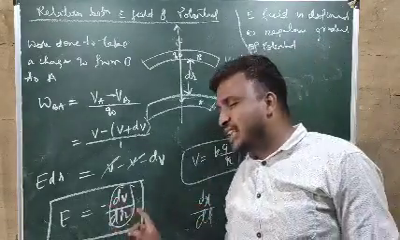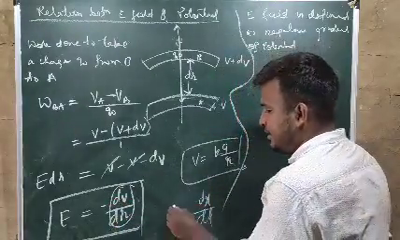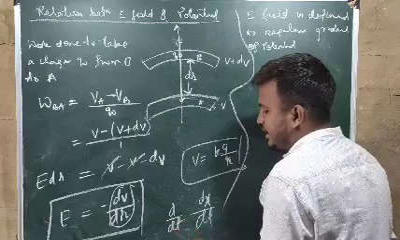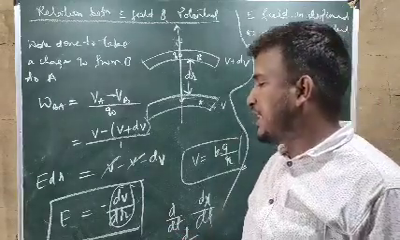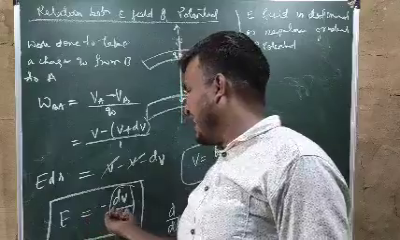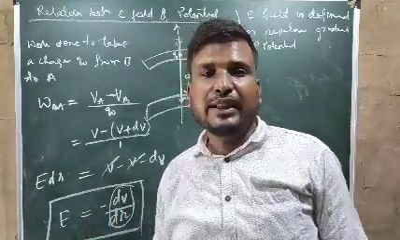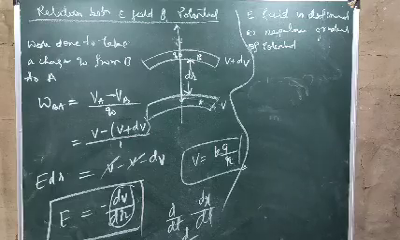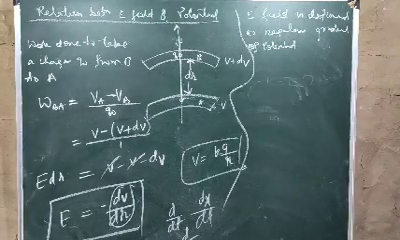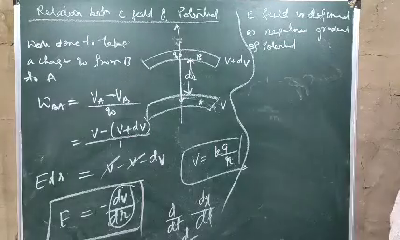But when d by dt is there, it is called rate, and when d by dr is there, this is called nothing but a gradient. So we can say that electric field is nothing but the negative gradient of potential. What does it mean? Sometimes they may ask.